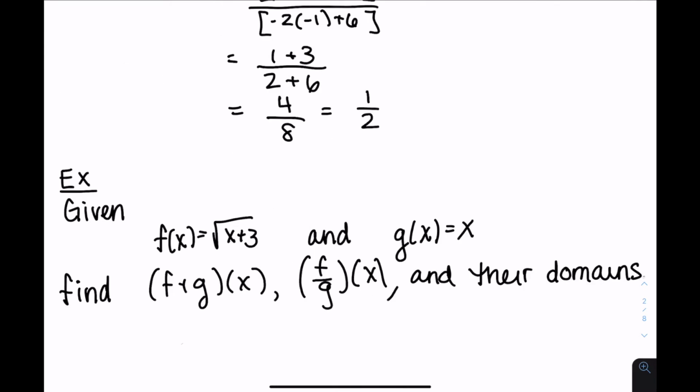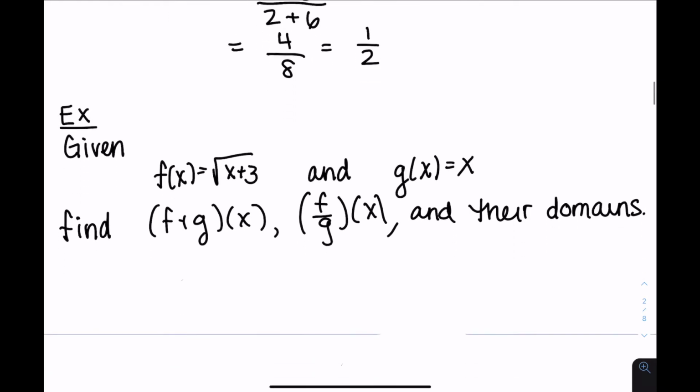Let's try another example where we actually find the domains. So we'll find these particular functions and then go through and find the domains of these new things. So we've got f of x is a square root function. g of x is our identity function. So first and foremost, we're going to have to find domains. So I might as well start with finding the domain of the two functions that are given.